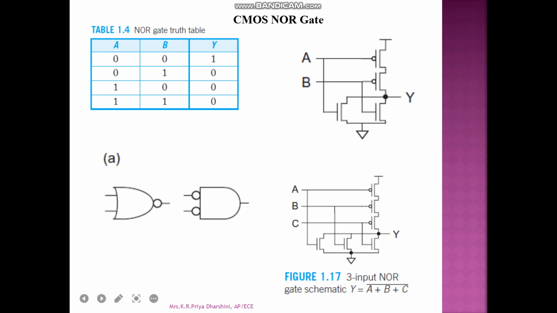When the input is changed to 0, 1, the pull up network will be in the off condition and the pull down network will be in the on condition. Because if the pull down network is in the on condition, the output is 0. When the input is changed to 1, 0, the same criteria repeats here. The pull down network will be in the on condition, so the output is 0. When both of the inputs are 1, 1, the same condition happens here, so the output is 0 because the pull down network will be in the on condition.